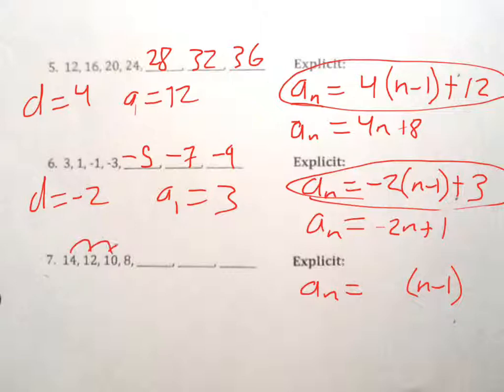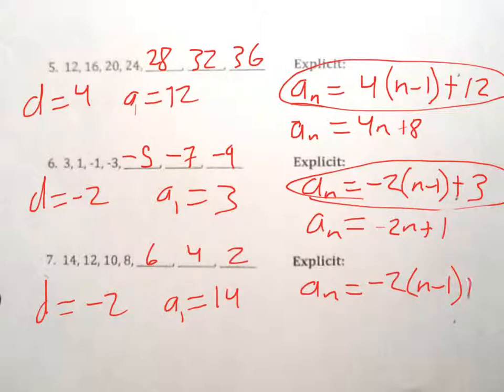And on 7, we actually have the same pattern as number 6, of subtracting 2 every time, so our common difference is negative 2. Our initial value is going to be the first number in the sequence, which is 14. If you keep subtracting 2, you'll get, not negative 6, you'll get 6, 4, and 2. Our common difference goes in front. The initial value is going to go on the end there.